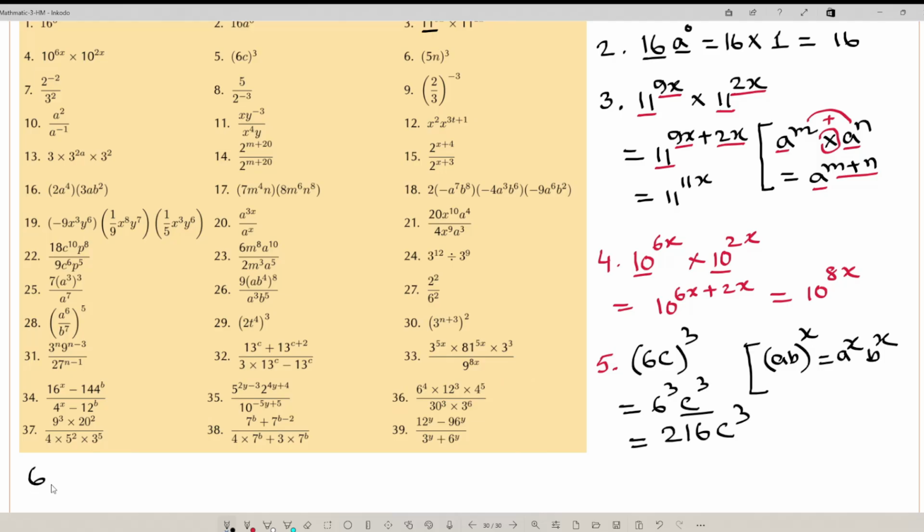Now number 6, 5n to the power 3. The answer is 5 to the power 3 times n to the power 3. So in the bracket 5n and the whole power is 3. 5 cube means 125 and here n cube. Why? Because the law is (ab) to the power x means a to the power x, b to the power x. Number 6 done.